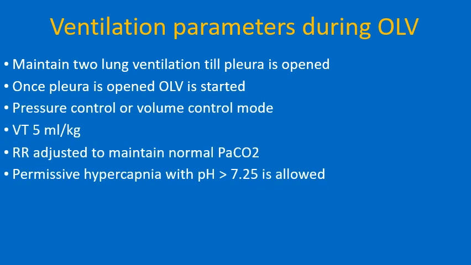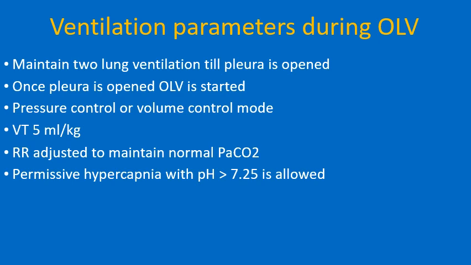Now what we have to do: either pressure control ventilation or volume control ventilation. If we keep volume control ventilation, tidal volume should be less than 6 ml per kg, the plateau pressure should be less than 25 centimeters of water, and peak airway pressure should be less than 35 centimeters of water, and we have to adjust the respiratory rate to maintain normal PCO2. In a few patients, permissive hypercapnia is also allowed with pH of more than 7.25. I:E ratio is kept as 1:2.